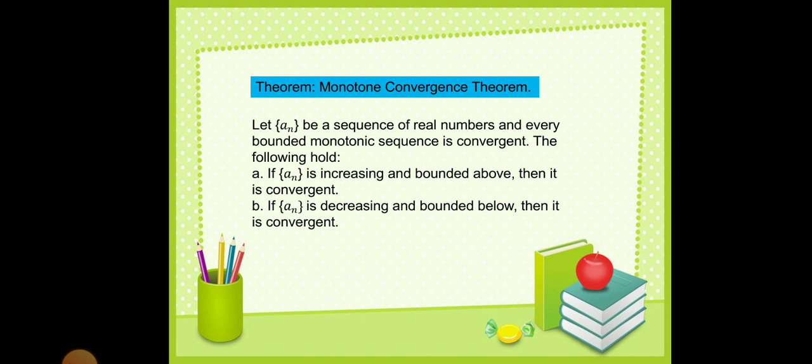So the monotone convergence theorem is number 1. If e sub n is increasing and bounded above, then it is convergent. And if e sub n is decreasing and bounded below, then it is convergent.